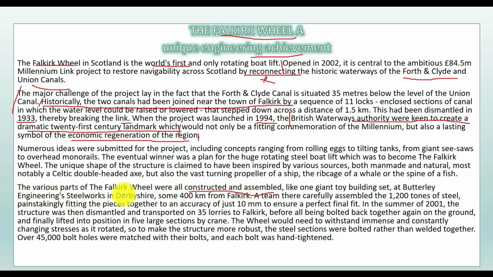Okay, in this paragraph, the various parts of the Falkirk Wheel were all constructed and assembled. I found constructed and assembled, and I'm going to read around these two keywords carefully. The various parts of the Falkirk Wheel were all constructed and assembled like one giant toy building set at Butterley Engineering Steelworks in Derbyshire, some 400 kilometers from Falkirk.